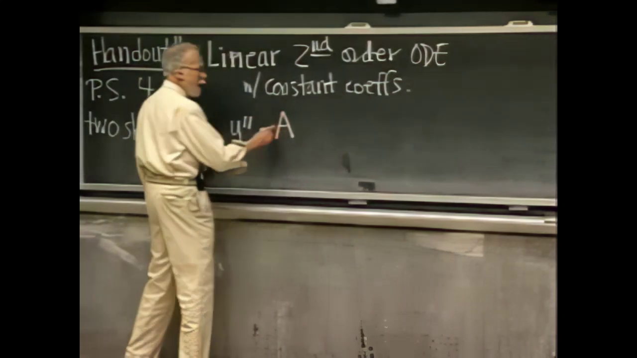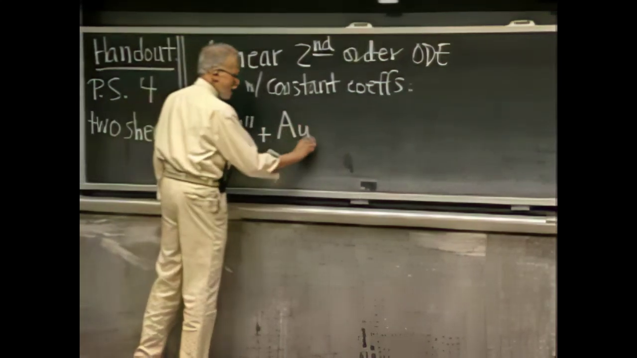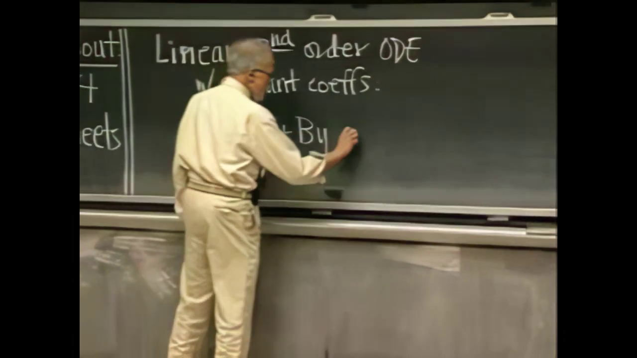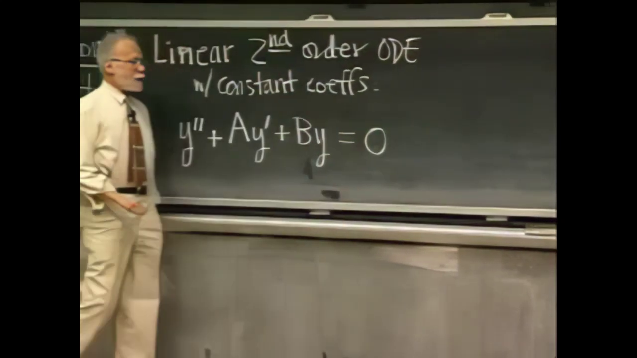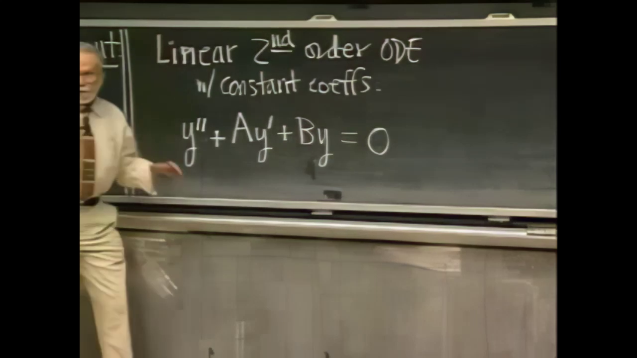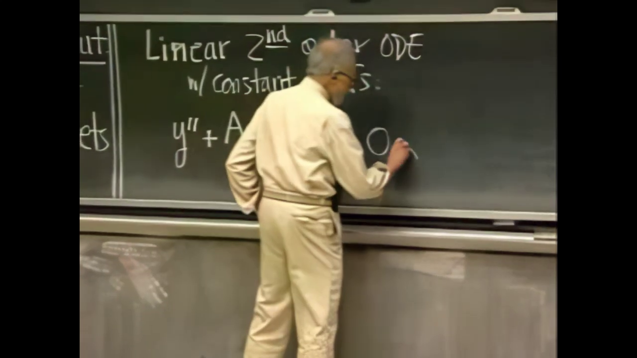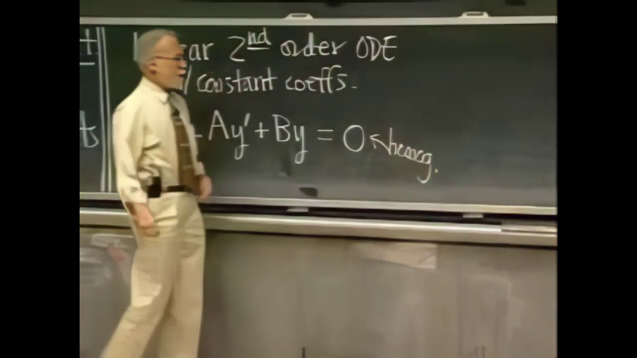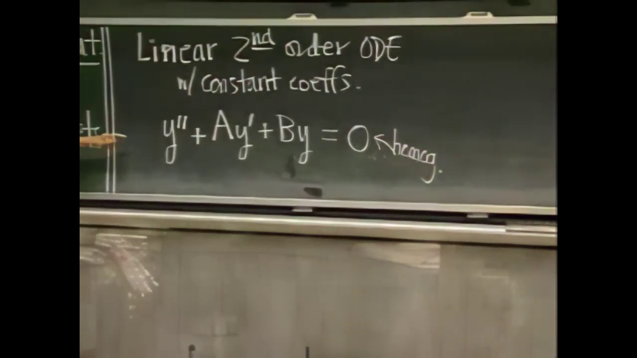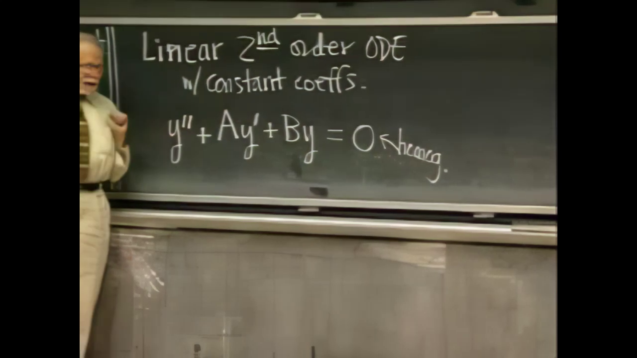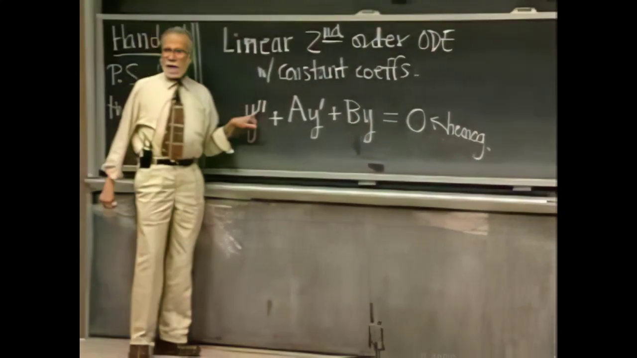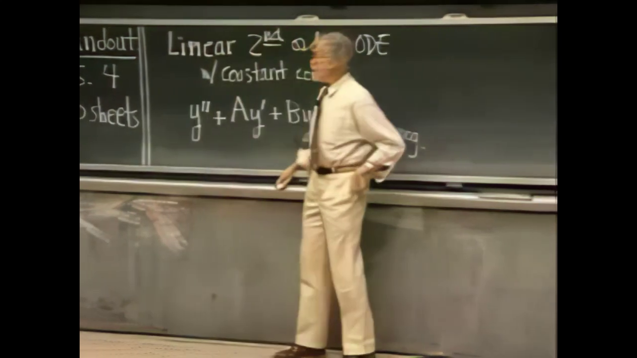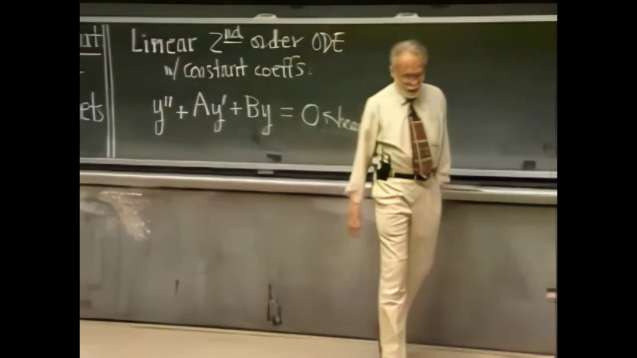So I'm going to call the constant coefficients respectively A, capital A, and capital B. I'm going to assume for today that the right-hand side is 0, so that means it's what we call homogeneous. The left-hand side must be in this form for it to be linear. It's second order because it involves a second derivative. But these coefficients A and B are understood to be constant because I said it has constant coefficients.